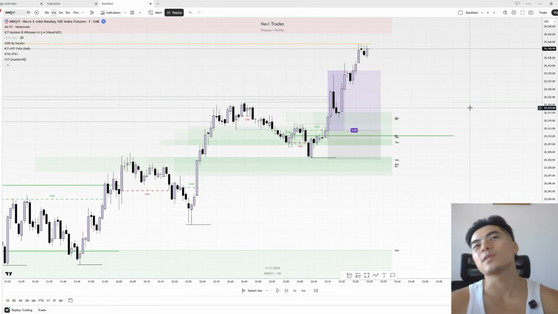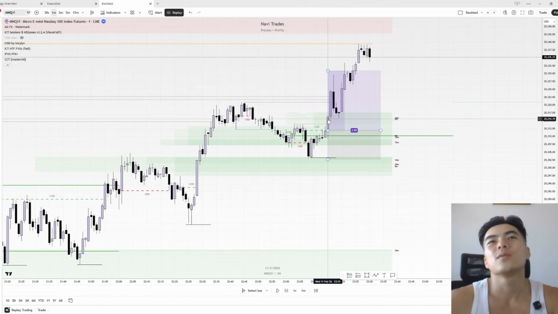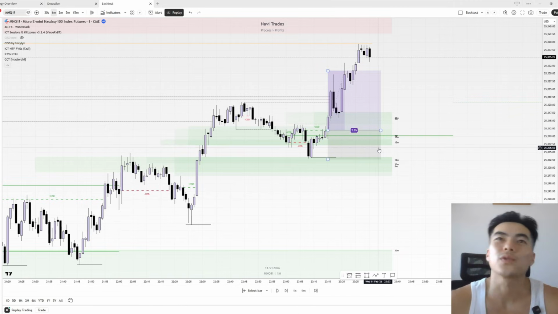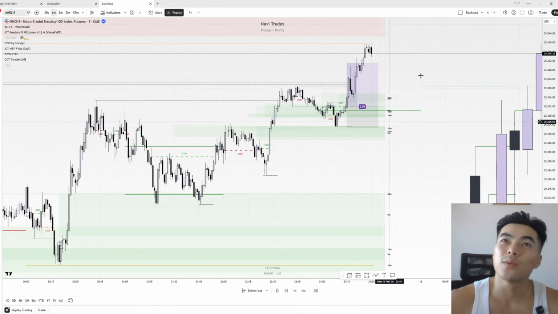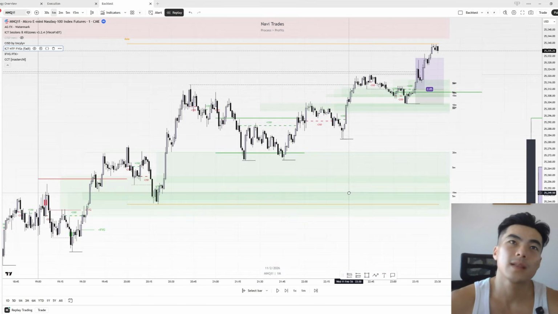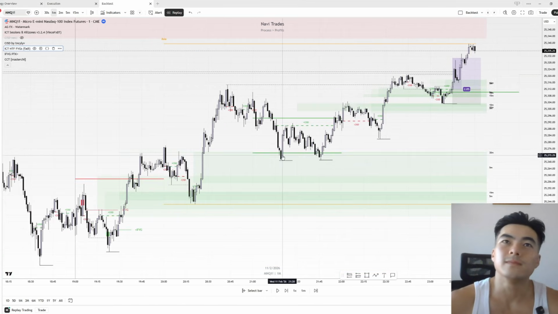I think I was watching this one actually, yeah. Price never came back to the SysD. I didn't want to chase it here, so I count that as a no trade, even though the model was successful. Nothing here.